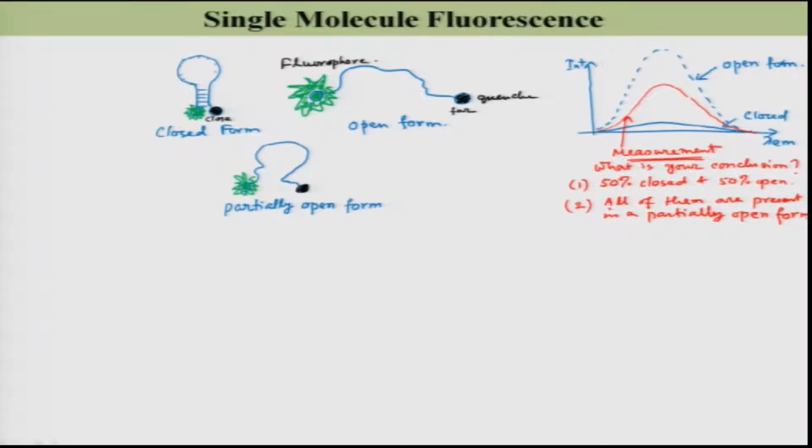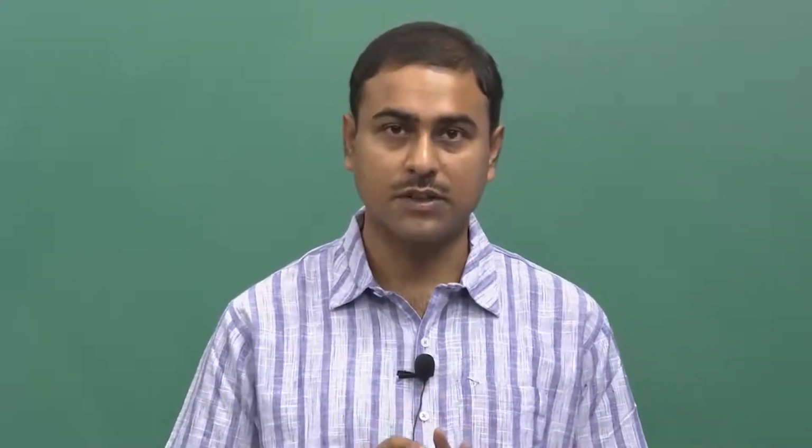Now, if I ask you which one is correct, case 1 or case 2, which one is correct? If you are just doing ensemble average fluorescence spectroscopy, it is impossible for you to tell which one is the correct explanation. You may say, okay, let me measure the anisotropy.